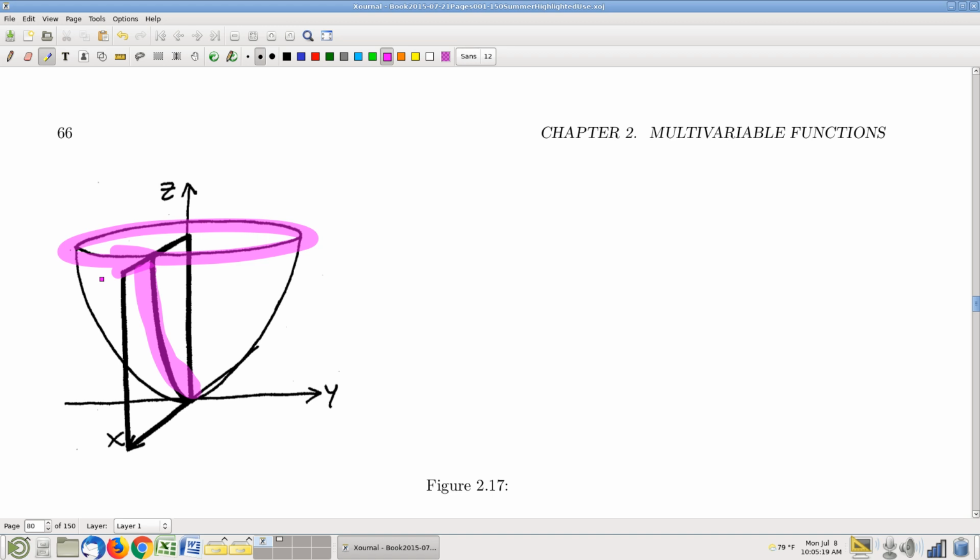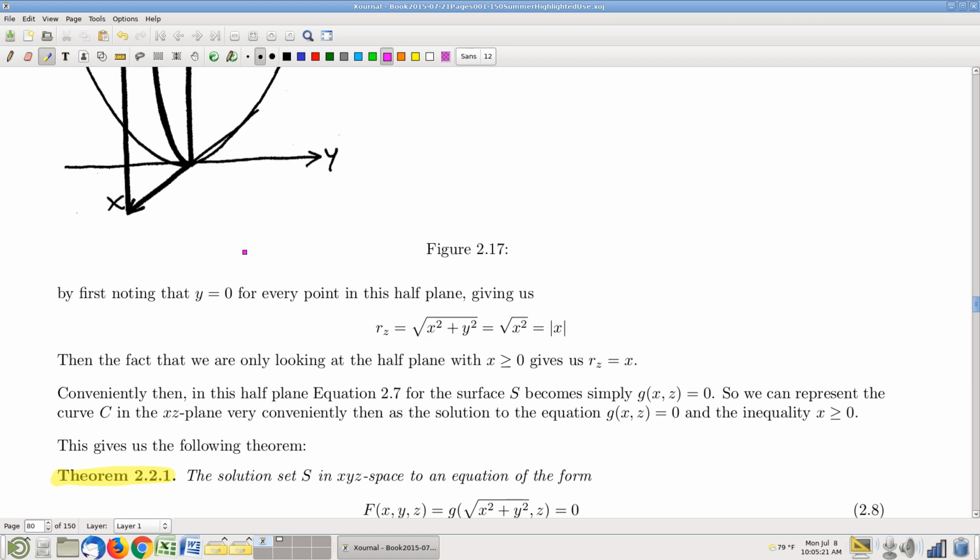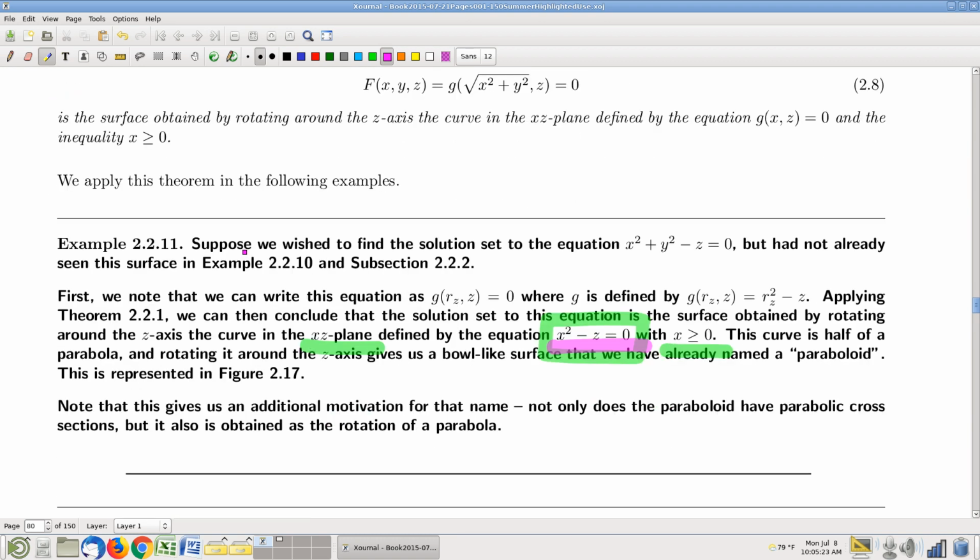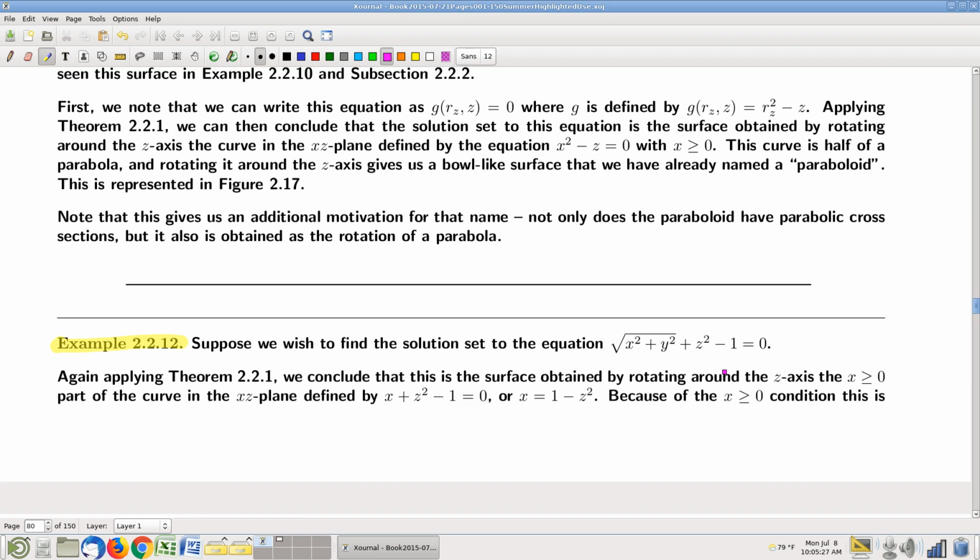Okay. This is a really nice tool. Saves you a bunch of trouble in a lot of cases. Now, I do want to give you one more example. This is a harder example. I guess you could do this with cross sections, but it's going to be significantly more challenging. Let's look at this one right here.